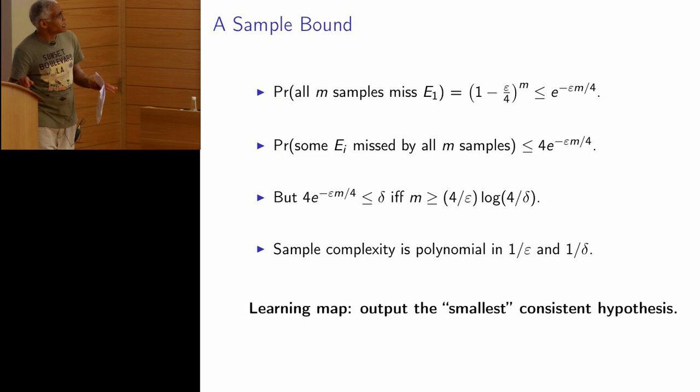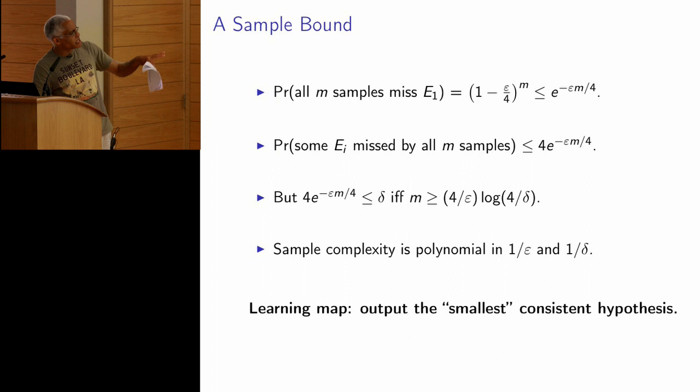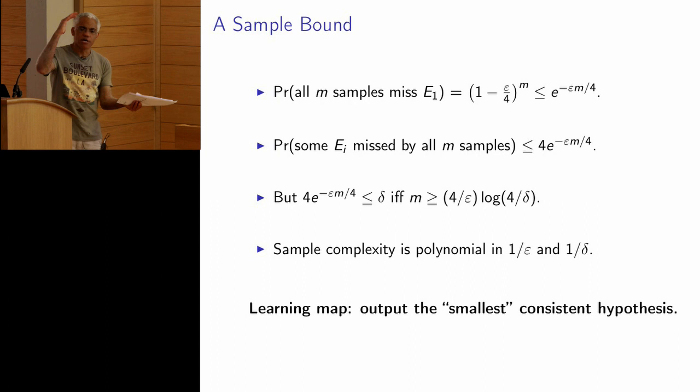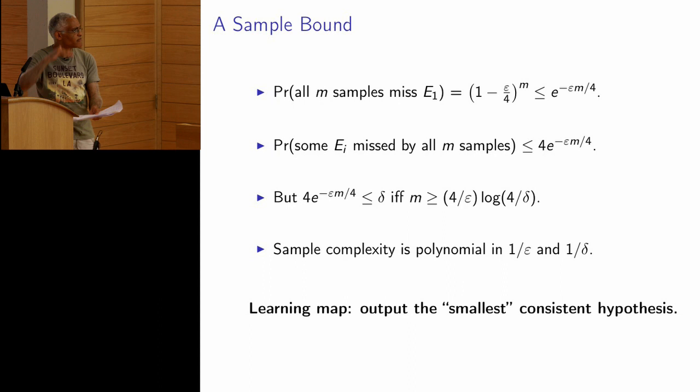Okay, so a finite sample suffices, and the size of the sample is polynomial in 1 over epsilon and 1 over delta. And what is the learning map? It's just output the smallest consistent hypothesis. So you're given this labeled sample. There is a consistent hypothesis. There's a smallest rectangle that contains all the positive examples, and that's the learning map.